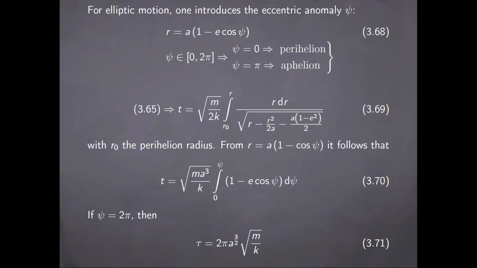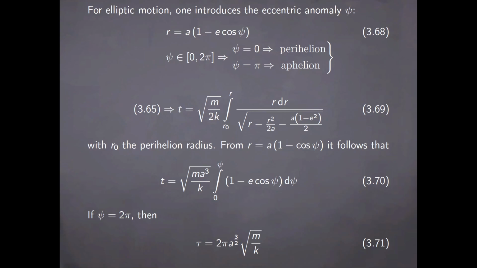In the case of elliptic motion, one introduces the eccentric anomaly psi through the relation here. So we denote the radius as being the semi-major axis multiplying 1 minus e cosine of psi, where e is the eccentricity. Now for psi belonging in the range 0 to pi, we have the two limiting situations where for psi being equal to 0, the distance given here is simply the perihelion, and from psi being equal with pi, we obtain the aphelion radius.